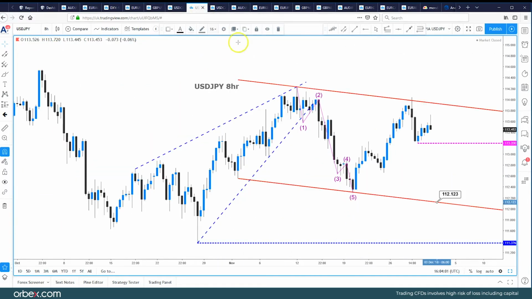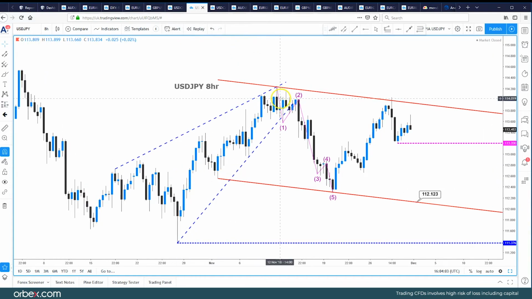Dollar yen, we broke this wedge formation to the downside. We had an impulse break. However, the rally stalled, and in fact we've seen a very decent correction to the upside. We need to see a break of this swing low, 113.19, for the next leg lower down towards 111.40.